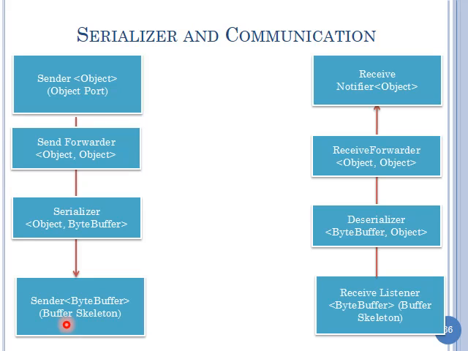What does the send forwarder do? The send forwarder does nothing, but it can be replaced by another object that does some interesting things. So I've got this pipeline in which each component is replaceable. I can replace a serializer, and I can also put a little filter in before I serialize the object. That's my own filter, rather than a system-defined filter.